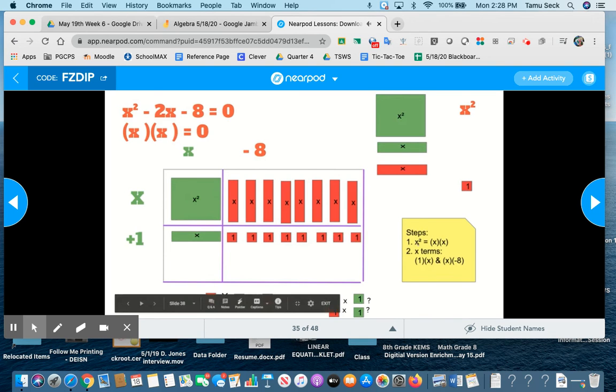So first step, we did the x squared terms. Second step, we're going to just do the x terms. We did the negative 8x here, and positive 1x here.